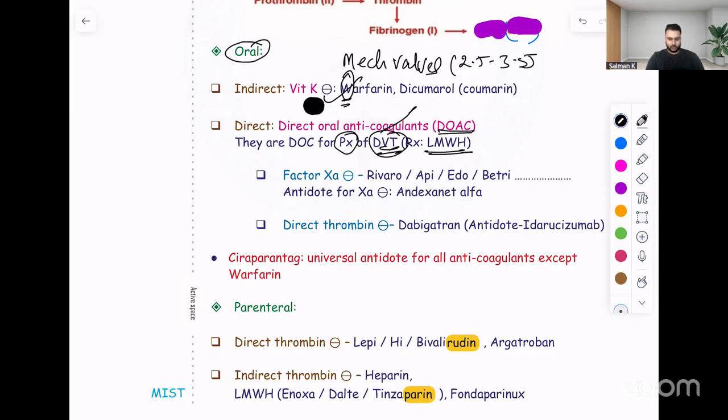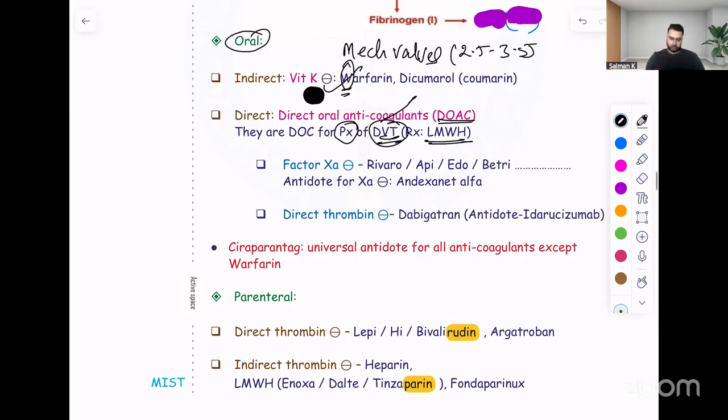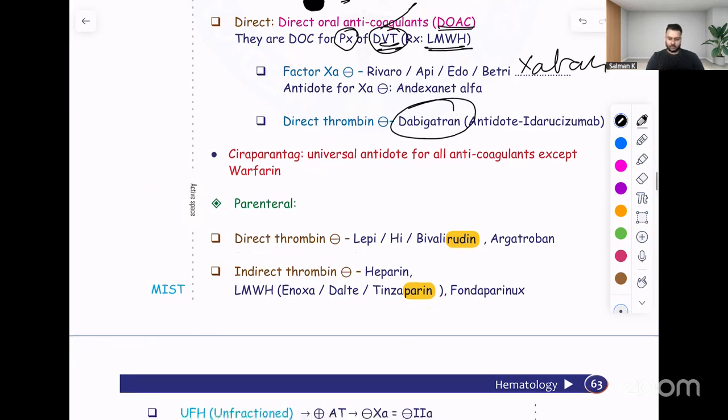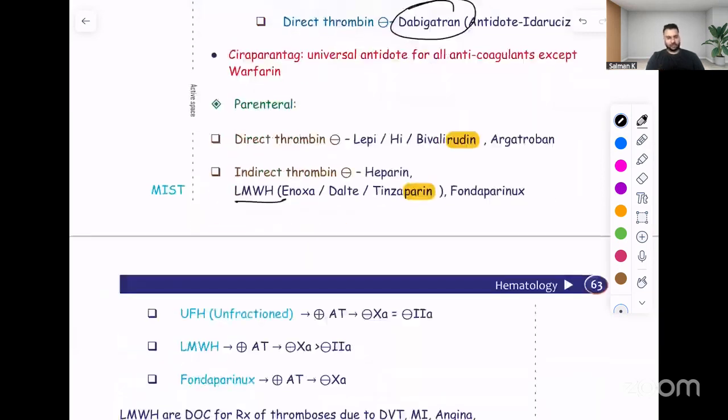Now, if we move further in this, the drugs in this topic are called the xabans and dabigatran. Okay, xabans and dabigatran. Next is injections. In the injections, we got heparins, low molecular weight heparin. So they are all having parin in the name. Okay, they're all having parins.